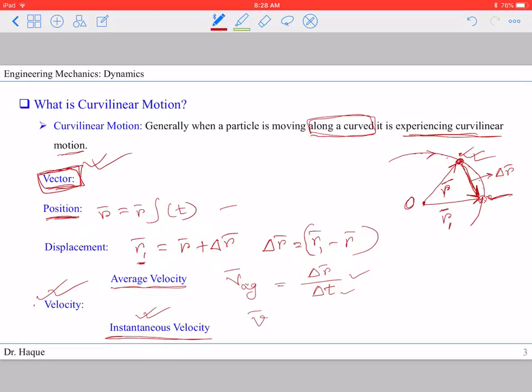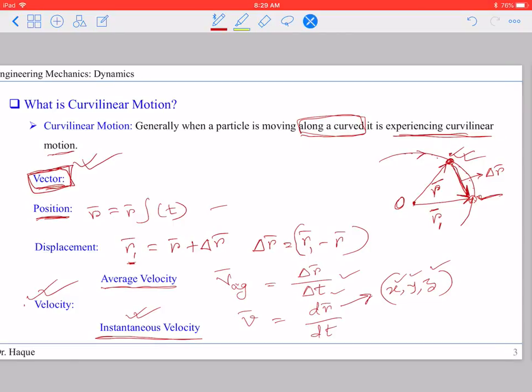We can find the instantaneous velocity again by taking the derivative of the vector r with respect to time. We know the vector r can have directional components. For example, for a rectangular coordinate system, it may have x, y, and z components. So we have to take the derivative with respect to time of the x, y, and z components. We're going to see that in a little bit. So let's move on to the next slide.